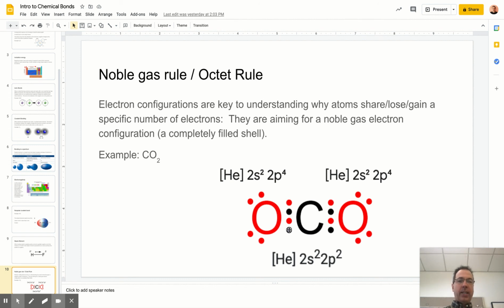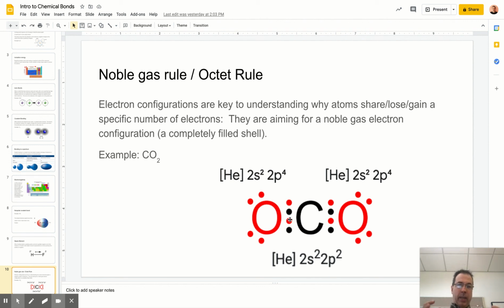So all the black dots are the valence electrons. That's the s2 and the p2, right? So those 4 here. And then the red is coming in with the 2s2 and the 2p4. There's the 6 reds that are coming in with each oxygen. And so you get a situation here where the carbon is going to share 4 electrons with this oxygen. The carbon contributes 2, and the oxygen contributes 2. That's something that's known as a double bond. We'll talk about that later. And of course, the other oxygen is doing the same thing.